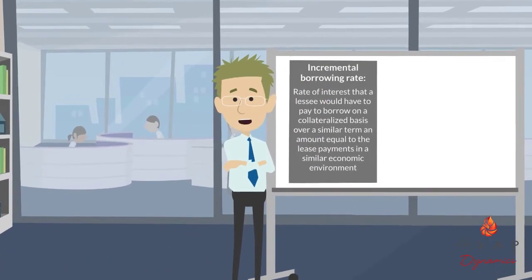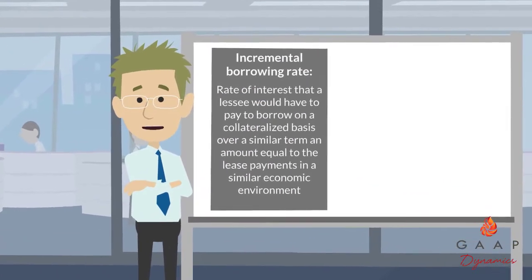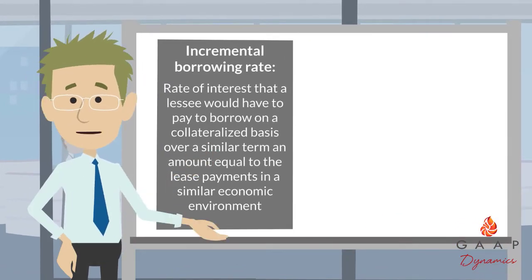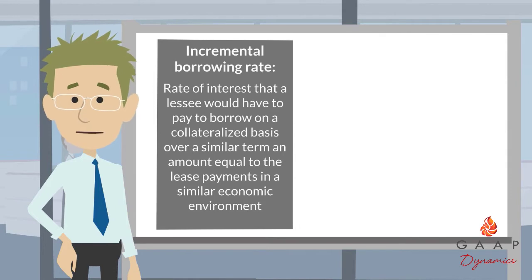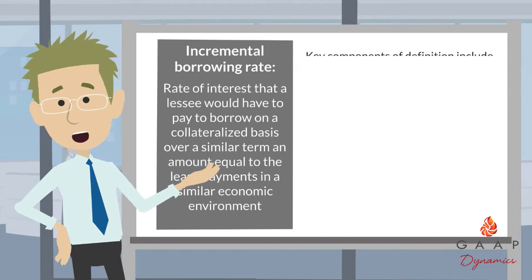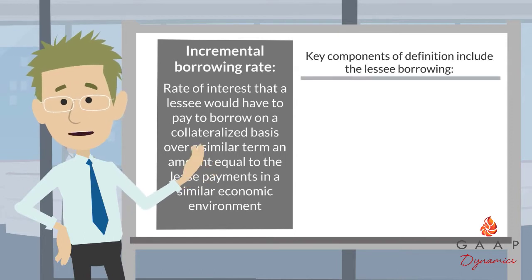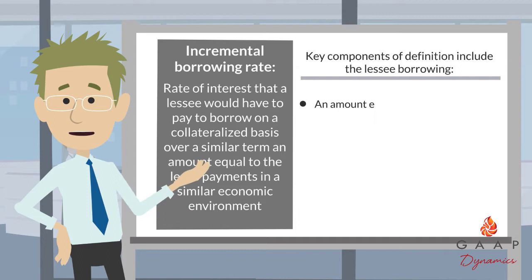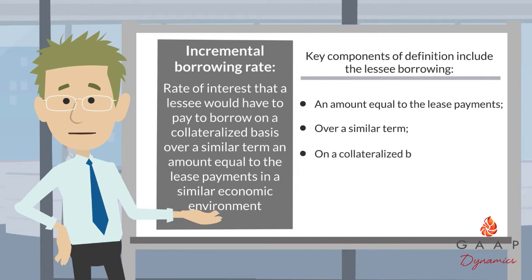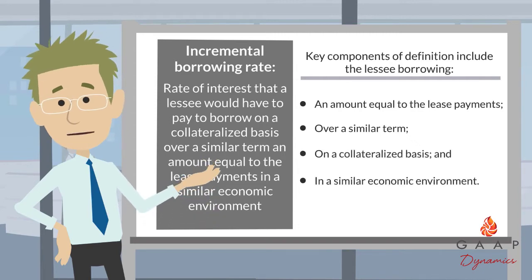A lessee's incremental borrowing rate is the rate of interest that a lessee would have to pay to borrow on a collateralized basis over a similar term, an amount equal to the lease payments in a similar economic environment. Some key components in that definition include the lessee borrowing an amount equal to the lease payments, over a similar term, on a collateralized basis, and in a similar economic environment.